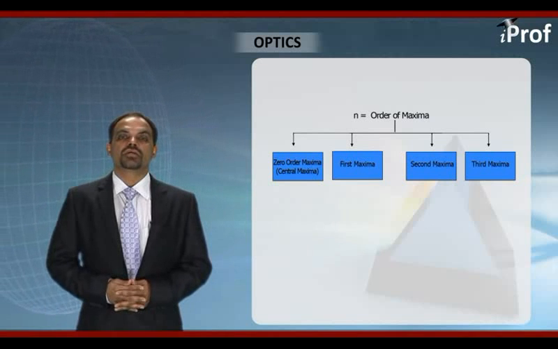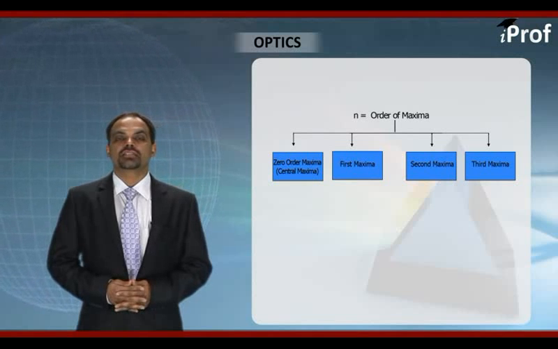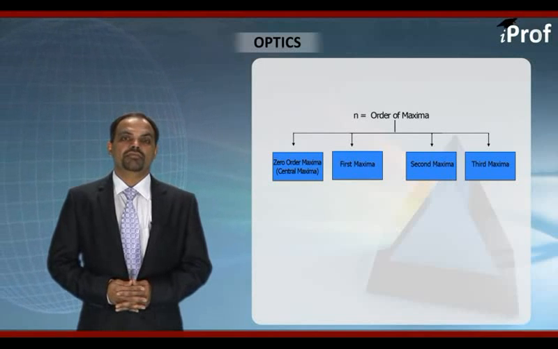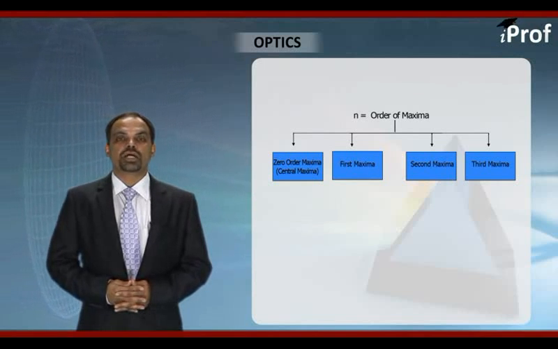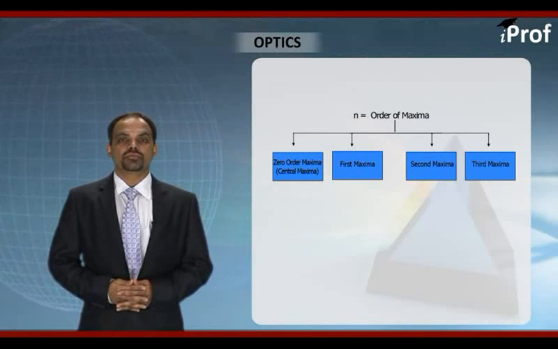So students, we have to remember this path difference expression and the condition for maxima, that is d sine theta is equal to n lambda. n is the order of maxima, and when n is taken as 0, it is known as the zero order maxima, or central maxima. In fact, central maxima is a point on the screen where the path difference is 0.